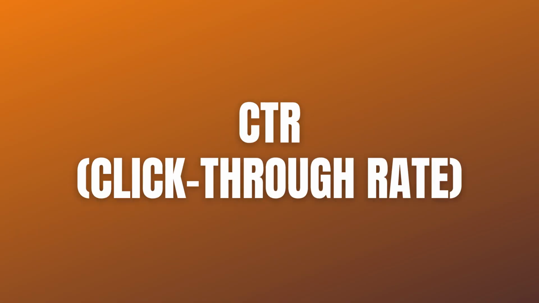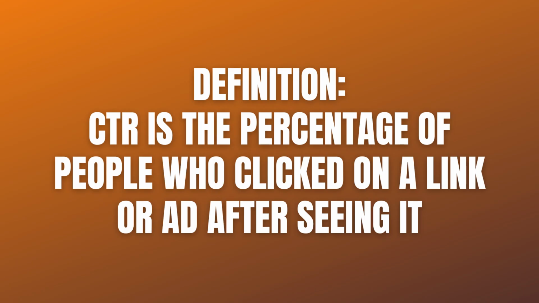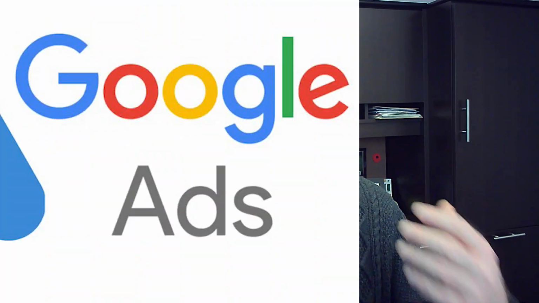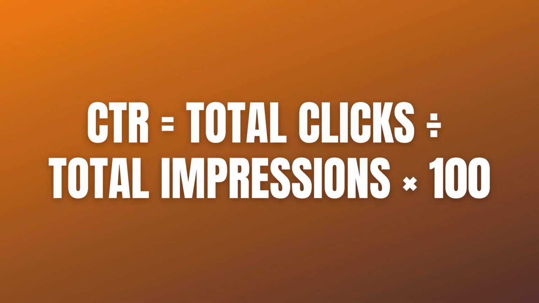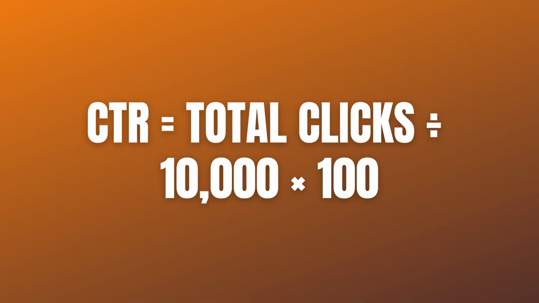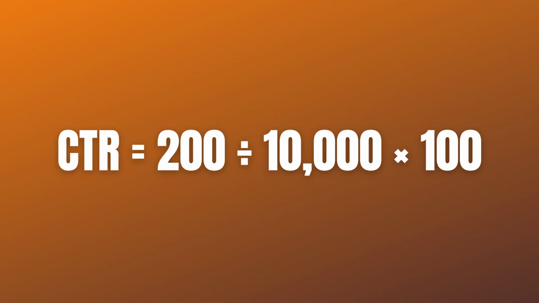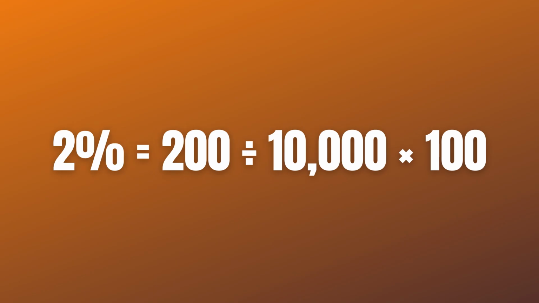Number two is CTR. That's the click-through rate. CTR is the percentage of people who clicked on a link or an ad after seeing it. It's a key indicator of how engaging your content or your ad is. It can be used for your Google ads. It can be used for your email marketing. An example is if your ad received 10,000 impressions and 200 clicks, then your CTR would be 2%. And if your email marketing received 10,000 opens and 200 clicks, then the CTR in your email would be 2%. So that is CTR, click-through rate.